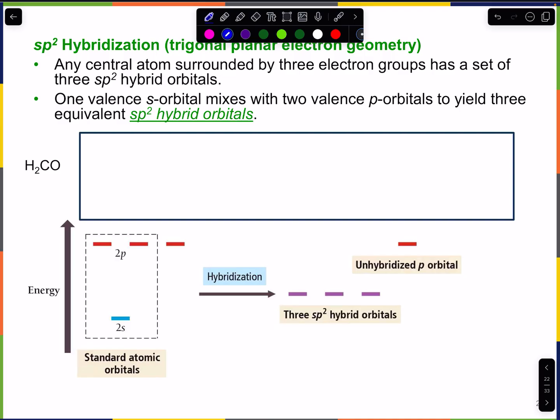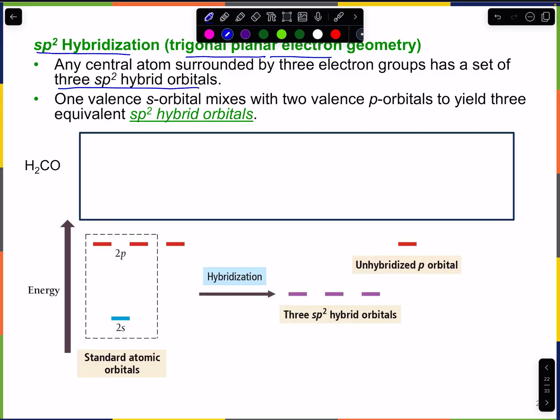Now let's build on the other kind of hybridization that we might have, sp2. This sp2 hybridization will happen when we have a trigonal planar electron geometry. Every time you have a trigonal planar electron geometry around a central atom, that corresponds to that atom having sp2 hybridization. Any central atom surrounded by 3 electron groups has a set of 3 sp2 orbitals.